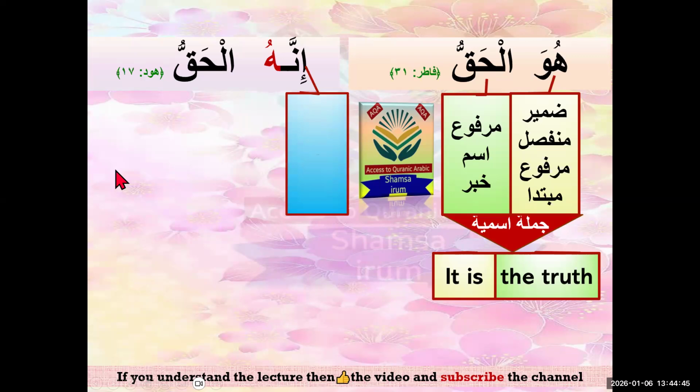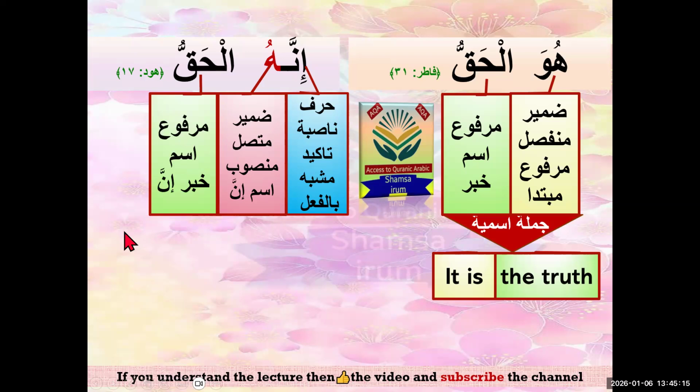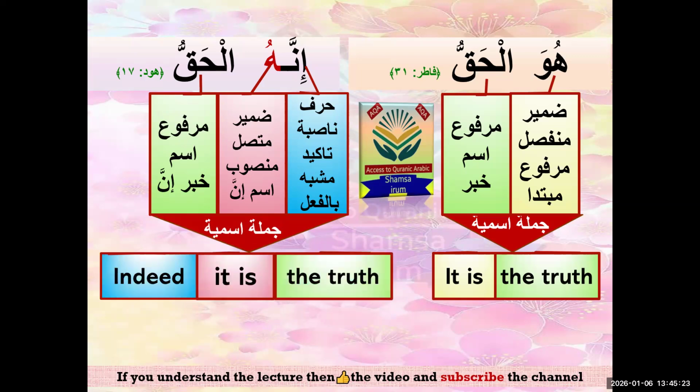So inna is the harf mushabba bil fi'l. Hu is a zamir mutasil mansub, it is ismu inna. It's no more mubtada now. It will not be called mubtada, because mubtada should be in marfu state, but hu can never be used as marfu. It can be mansub or majroor. At this point it is mansub because it's attached with harf nasiba. Al-haqqu is again here a marfu marifa ism, used as khabru inna. Ismu inna and khabru inna make jumla ismiya. Translation is indeed it is the truth.